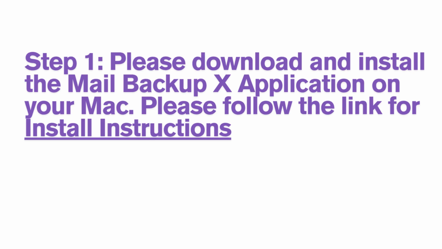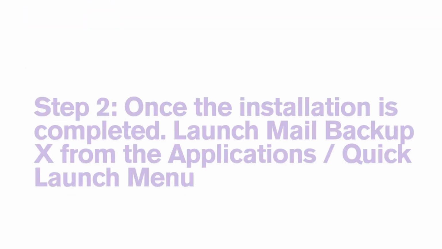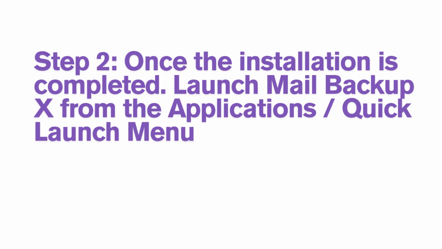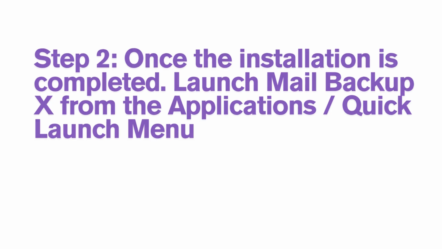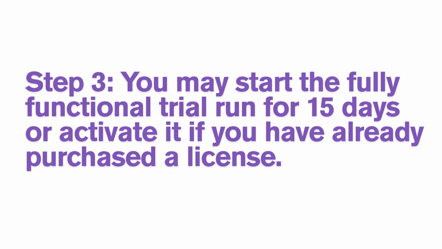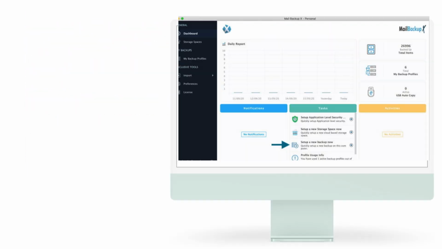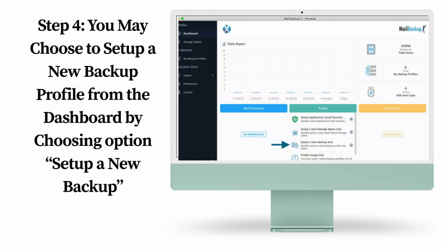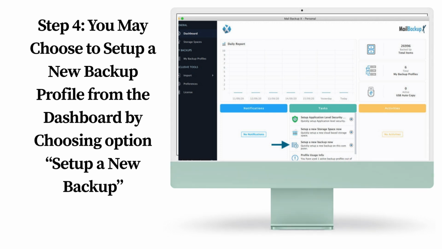Step 1. Please download and install the Mail Backup X application on your Mac. Step 2. Once the installation is completed, launch Mail Backup X. Step 3. You may start the fully functional trial run for 15 days or activate it, or you may click My Backup Profiles on the left sidebar in Dashboard greater than and click Set up.